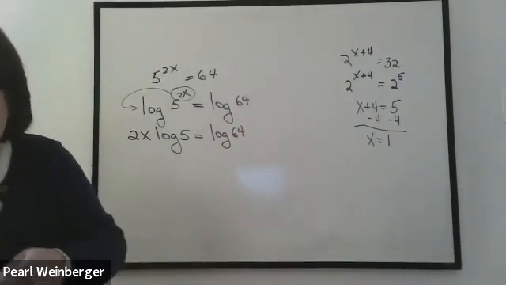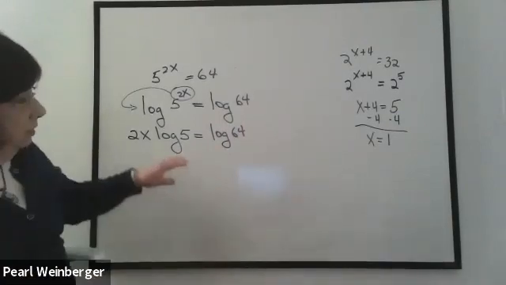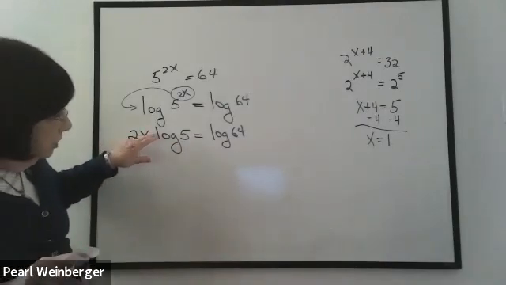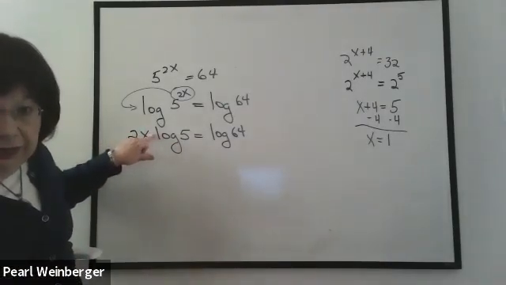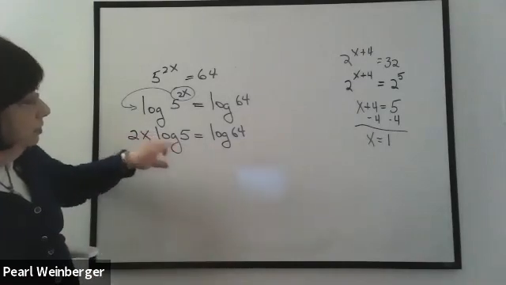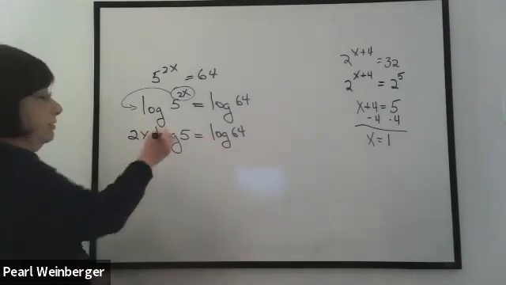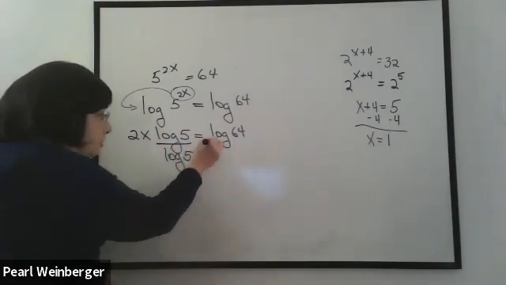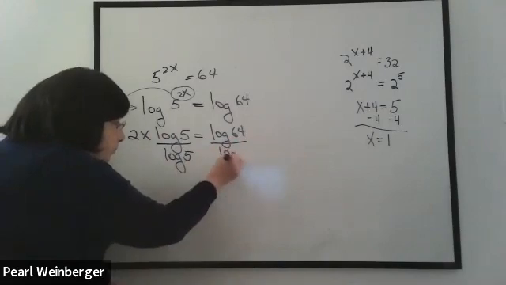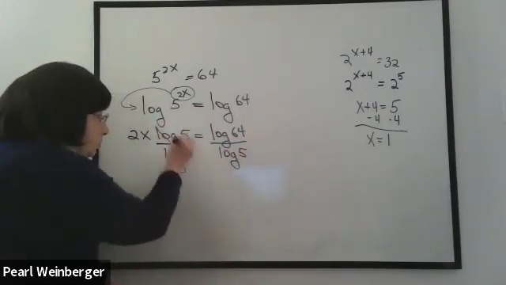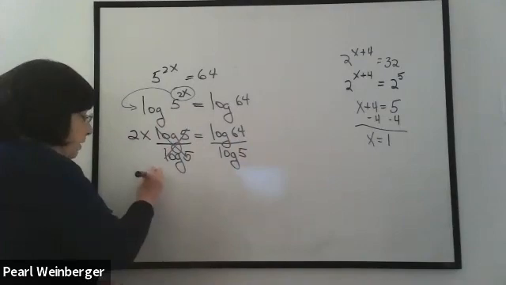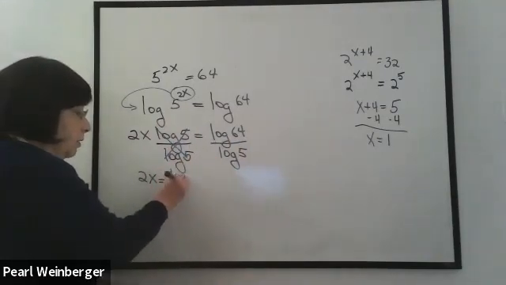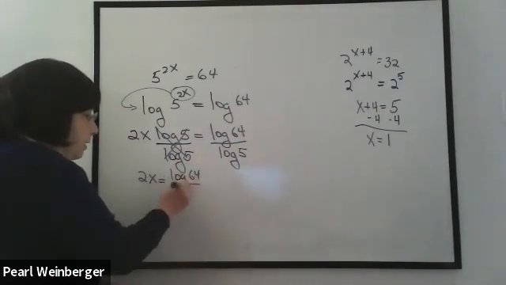And what I'm going to do is first try and get rid of this log 5. Now remember, this is 2x log 5. There's nothing in between here, so this means that we're multiplying times log of 5. So let's divide out the log of 5 from both sides. This will give me that 2x is equal to the log of 64 divided by the log of 5.